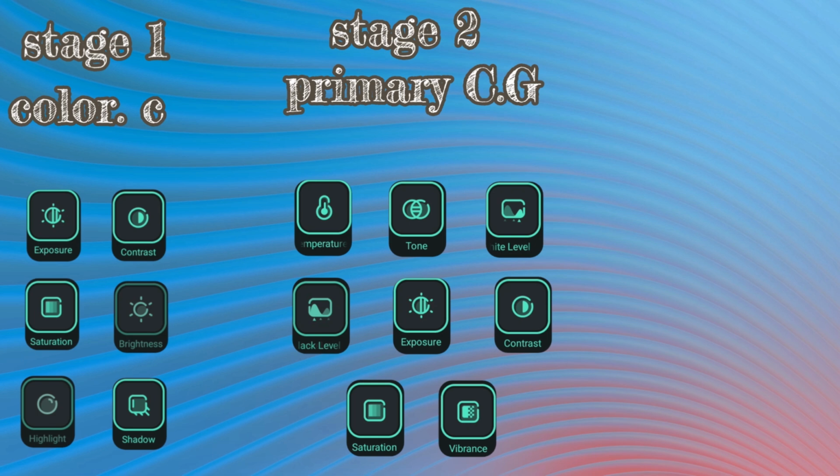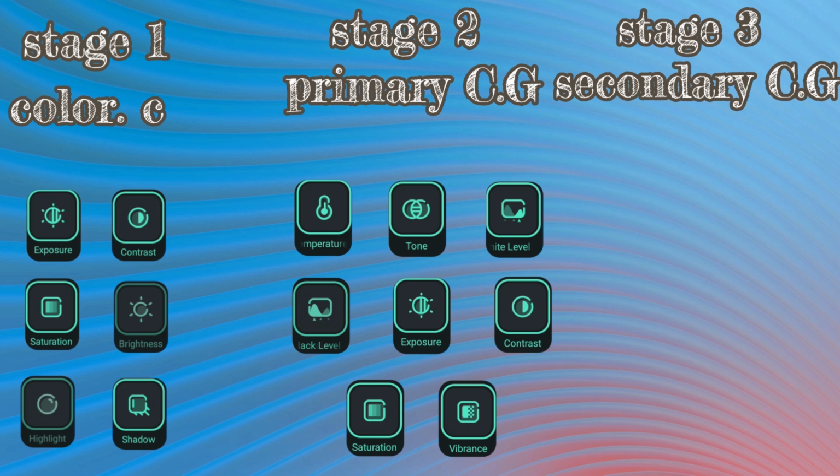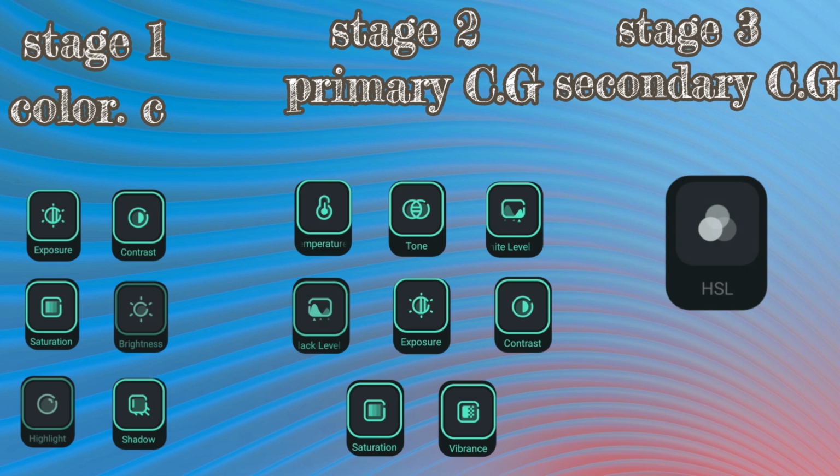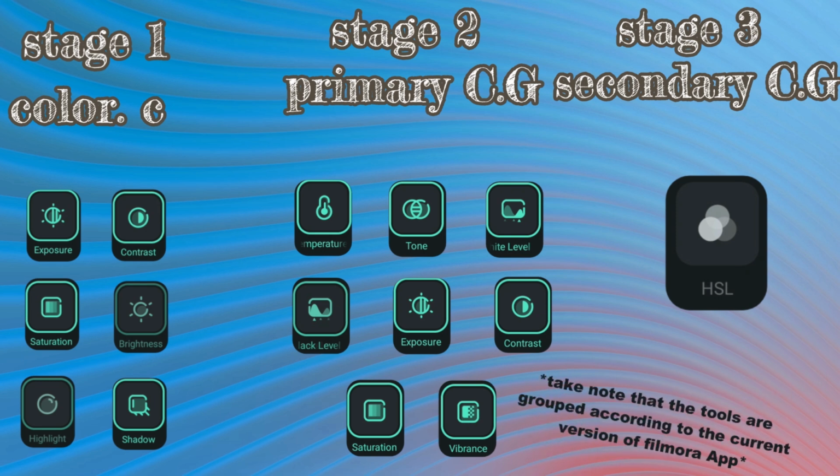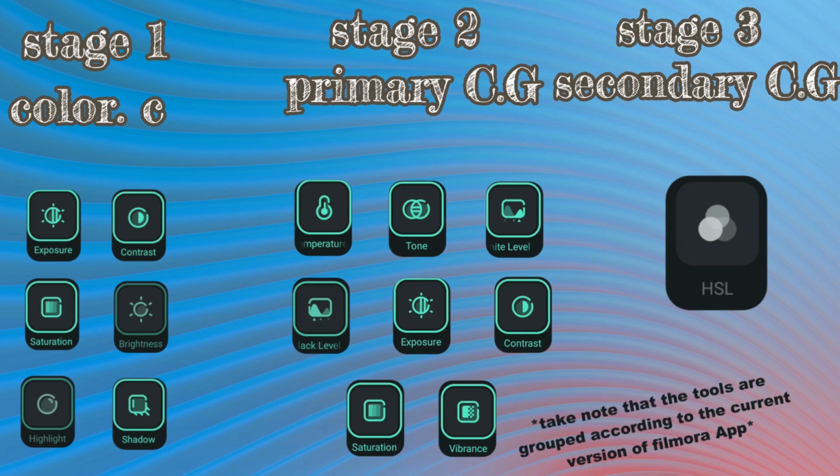And right here on the very last stage, which is the secondary color grading, you are going to use the HSL. It is the very fundamental of this stage, especially with this version of Filmora. Now that I've divided these tools for you, you know exactly what to do. Let's move on, alright?